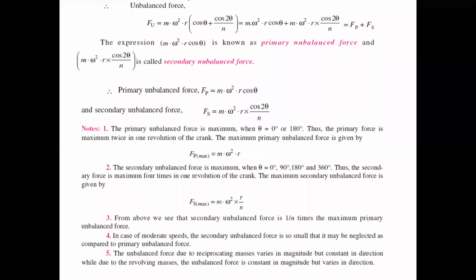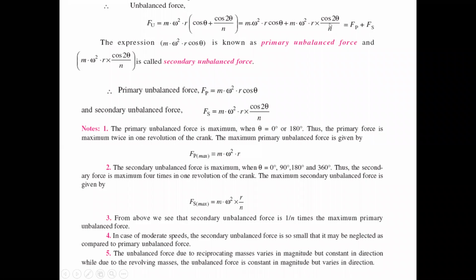Therefore the unbalanced force F suffix u equals m omega square r times cos theta plus cos 2 theta by n. Just observe that. This equation can be split into two terms: m omega square r cos theta plus m omega square r cos 2 theta by n.